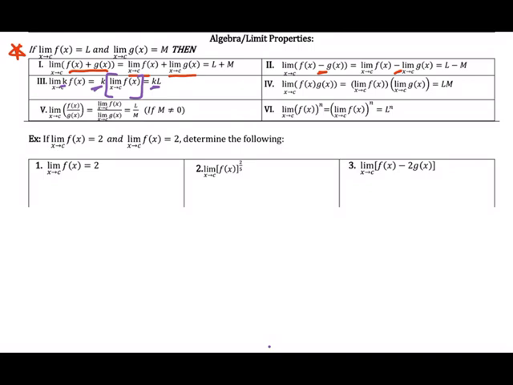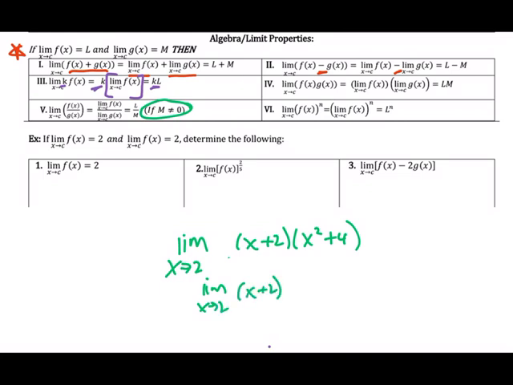The fourth and fifth properties talk about multiplication and division. So if we're multiplying two functions or dividing them, and when we divide, we need to make sure that we're not changing this so that we're dividing by 0, which would not be okay. But we are allowed to split things up in that way. So if I had the limit as x approaches 2 of x plus 2 times x squared plus 4, I could split that into the limit as x approaches 2 of x plus 2 times the limit as x approaches 2 of x squared plus 4.